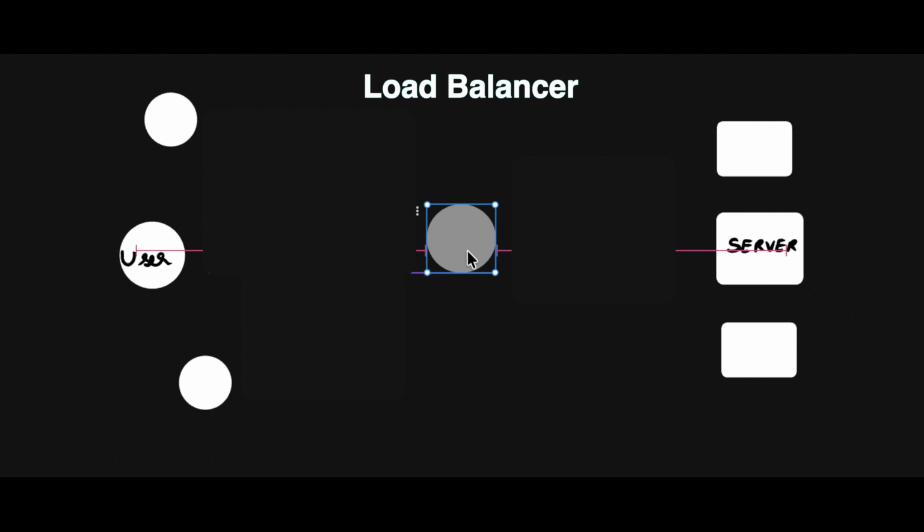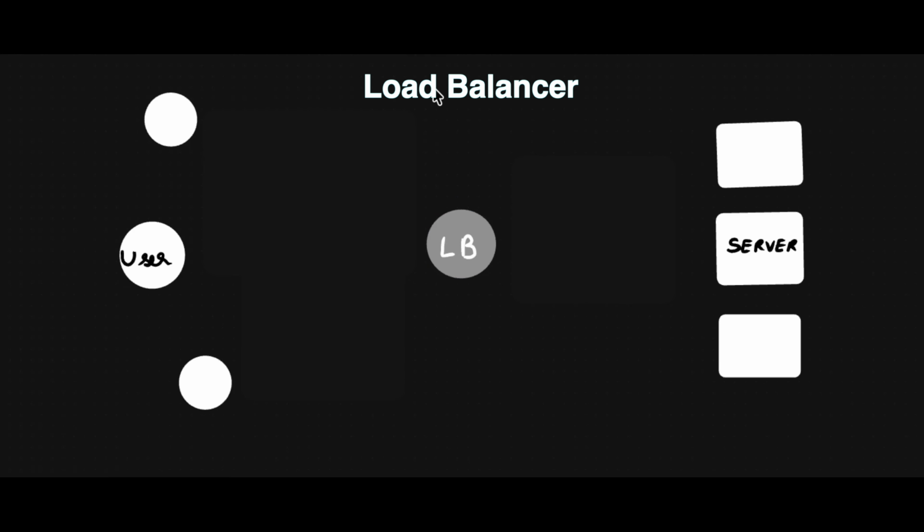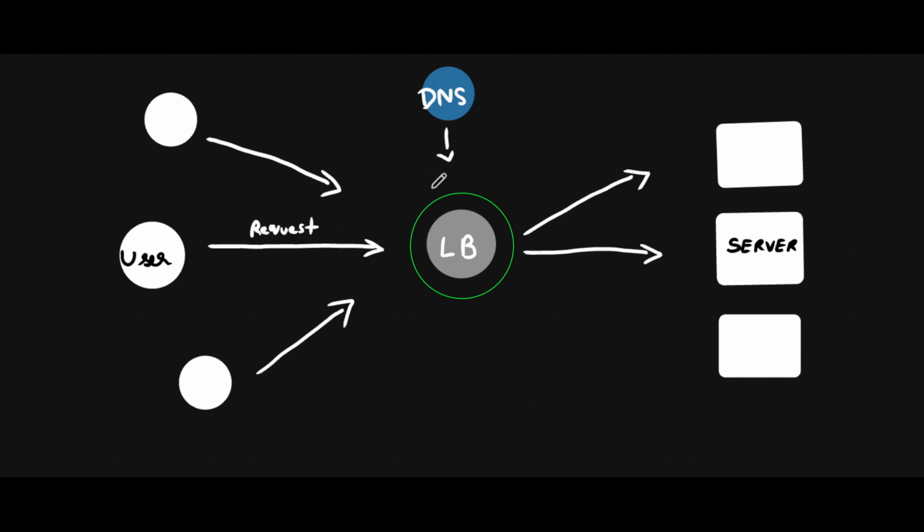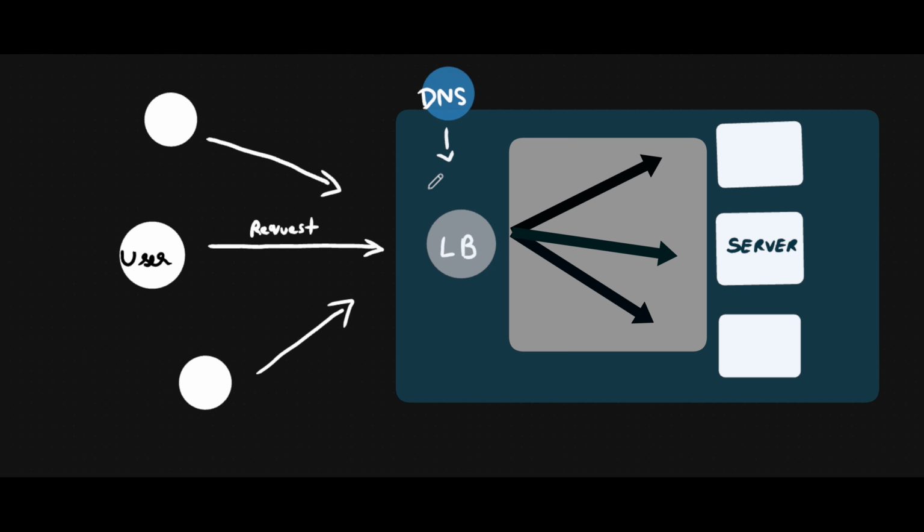This is where a load balancer comes in. A load balancer sits in front of your servers. It receives all incoming requests and distributes them across multiple servers. When a user types your URL, DNS resolves it to the load balancer's IP, not the server's. The load balancer is the only entry point your system exposes. Remember this. To the user, your system looks like one website, but in reality, it's multiple servers working together.